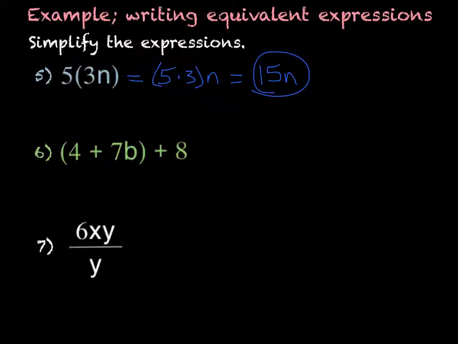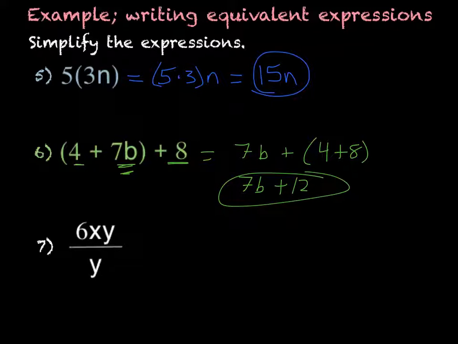Next one, we're adding this time. I'm just going to rewrite it and write my numbers and my part with the b. So what I have is 7b plus 4 plus 8. 4 plus 8 is 12, so my final answer is 7b plus 12.